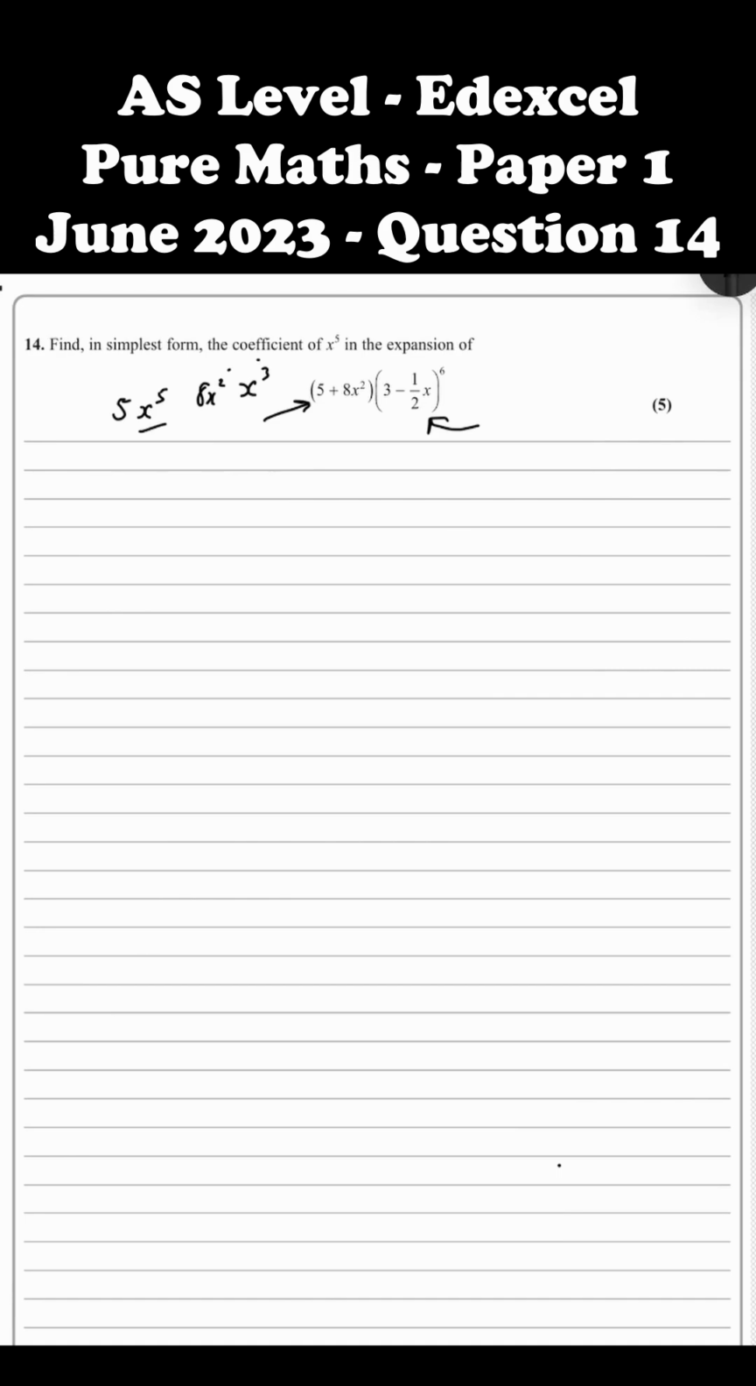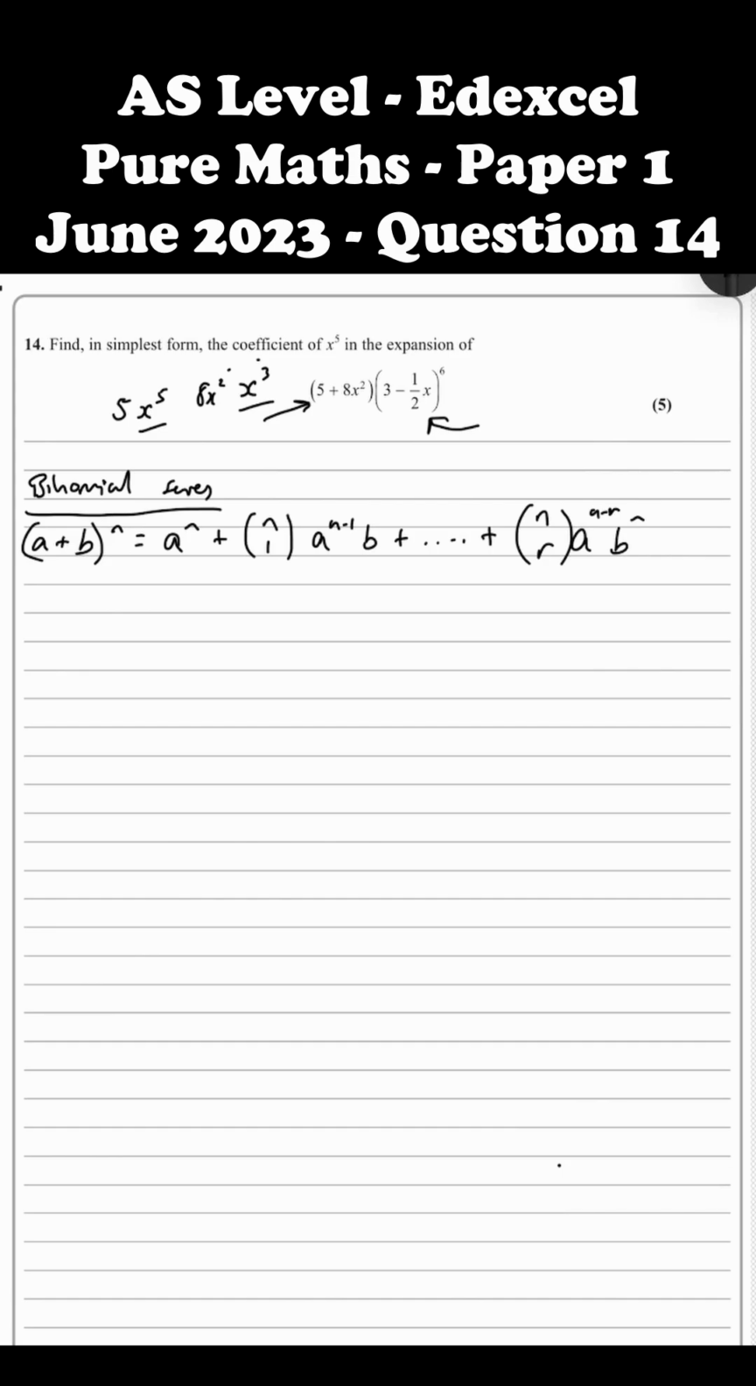So we're going to have to find the x to the 5 term in the binomial expansion and the x to the 3 term, and then add them both together at the end. So the binomial series follows the below formula. I'm just going to write it out. So a to the n plus n choose 1, a to the n minus 1, b, and then we have n choose r, a to the n minus r, b to the r, plus b to the n.